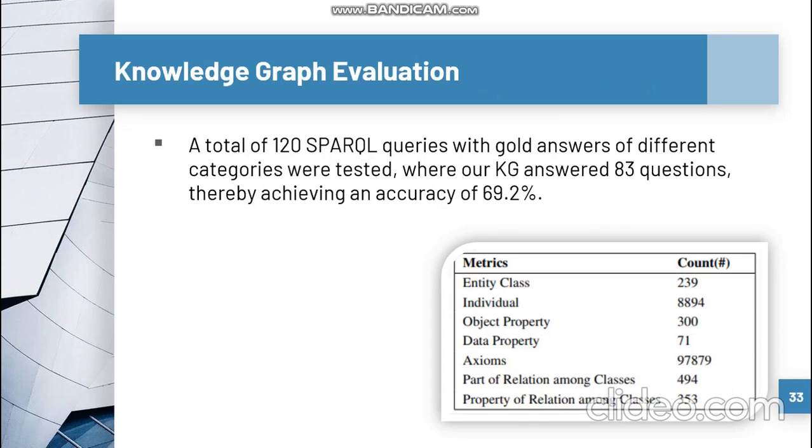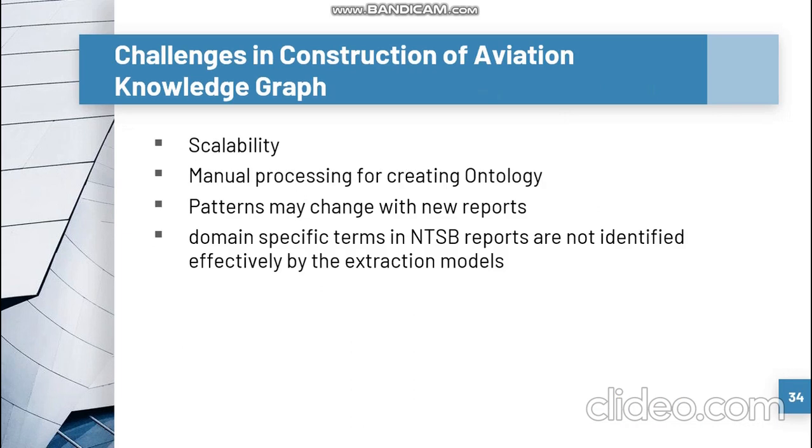Now, in knowledge graph evaluation, 120 SPARQL queries with gold answers of different categories were tested, and the knowledge graph answered 83 questions right and attained an accuracy of 69.2%.